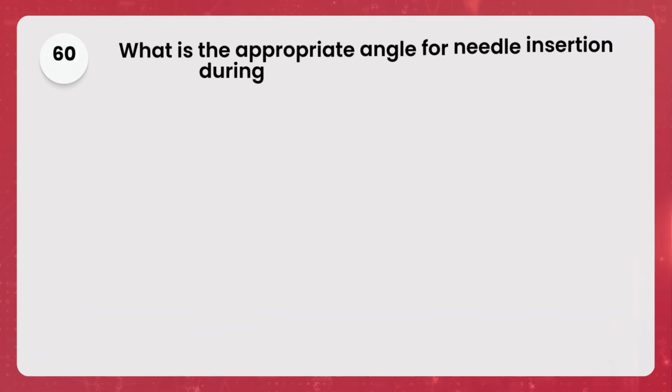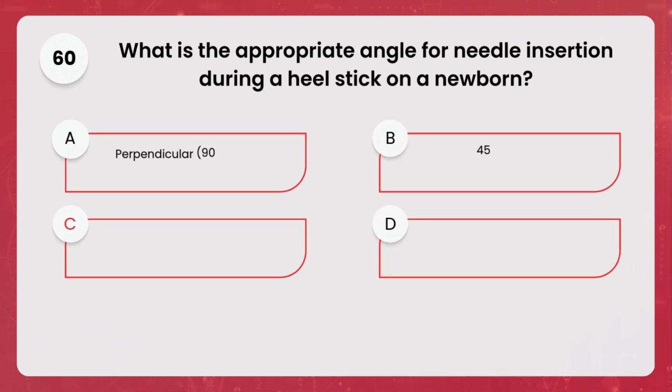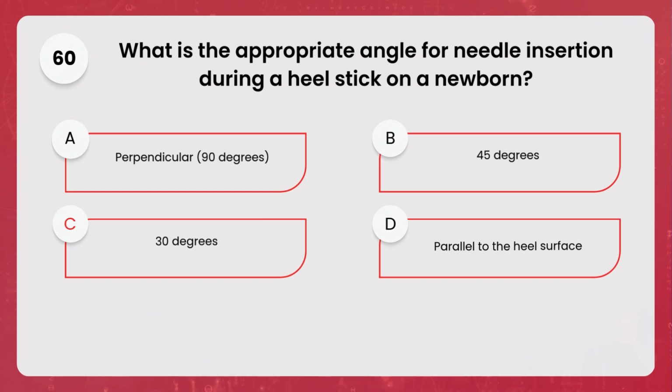Number 60. What is the appropriate angle for needle insertion during a heel stick on a newborn? A, perpendicular, 90 degrees. B, 45 degrees. C, 30 degrees. Or D, parallel to the heel surface.